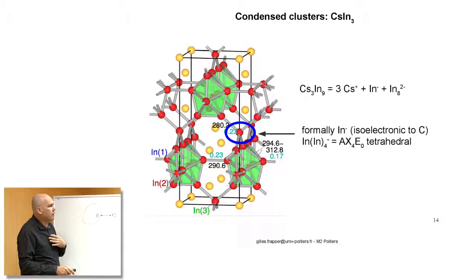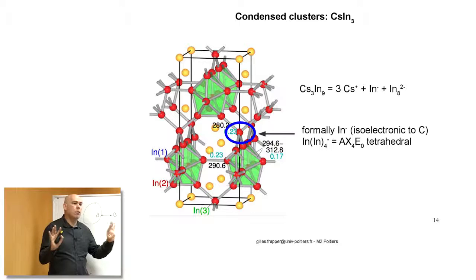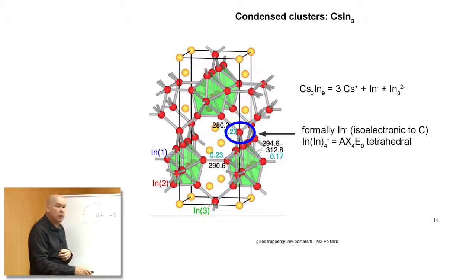Cs3In9, so you will get 3 Cs plus In9 minus, formally In8 2 minus. So this one is In minus. So this atom, or let's say anion, has the same number of electrons as carbon. So the VSEPR theory says that this fragment is AX4E0. So you should have a tetrahedral geometry around each indium in this case. So you may understand why you have these local geometries.